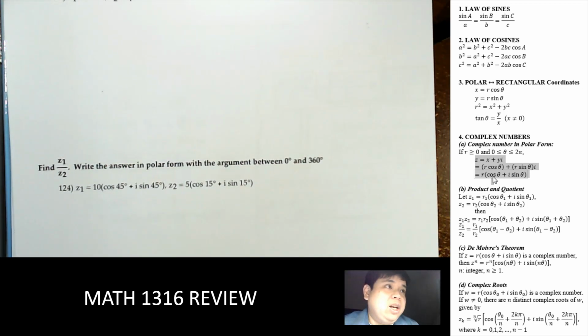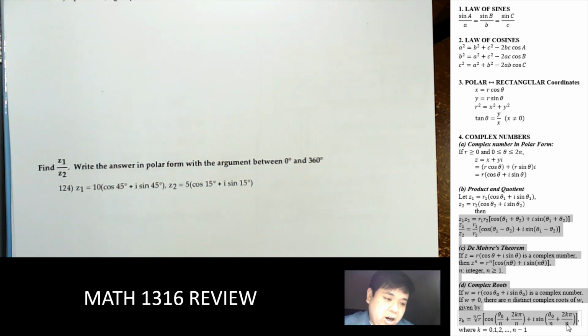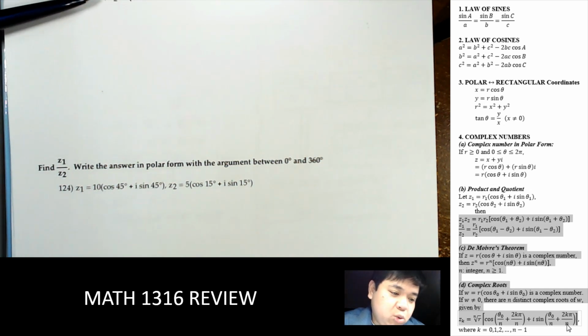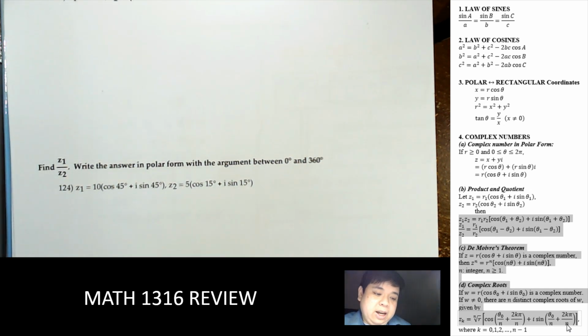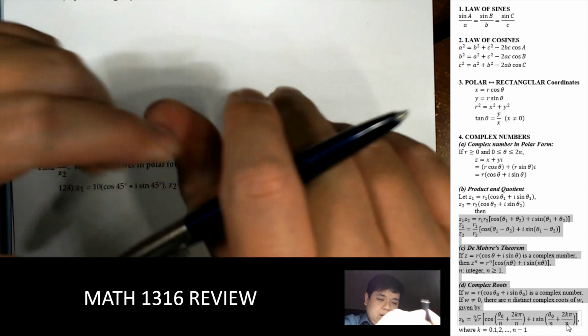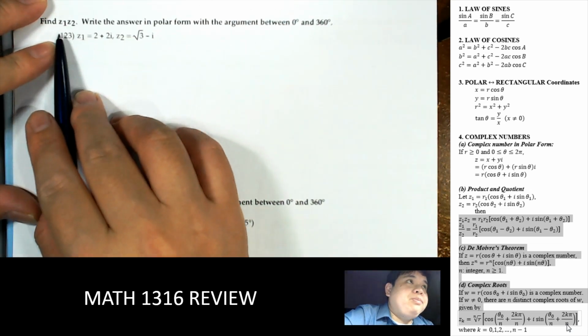Right. Next we will do either multiplying, dividing, or powers, or roots. So the remaining part of the complex numbers. So first we're going to write this in polar form, and then do the multiplying, dividing, or powers, or roots. Right. So first write this in polar form.